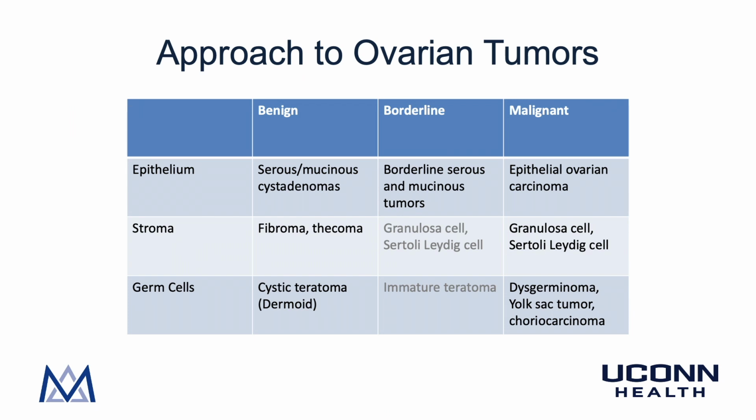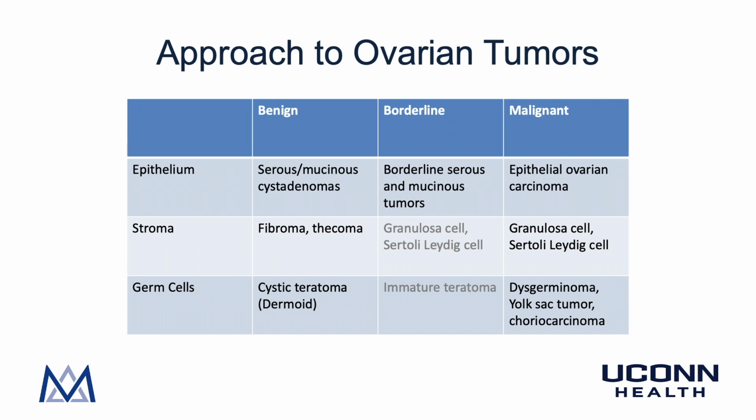We'll start with the left-hand column and then progress across the rows and learn about the different types of tumors that arise in these parts of the ovary. So first, starting with the epithelium, benign growths here are commonly serous or mucinous cystadenomas. The borderline tumors include borderline serous and mucinous cystadenomas, and then there is the malignant epithelial ovarian carcinoma.